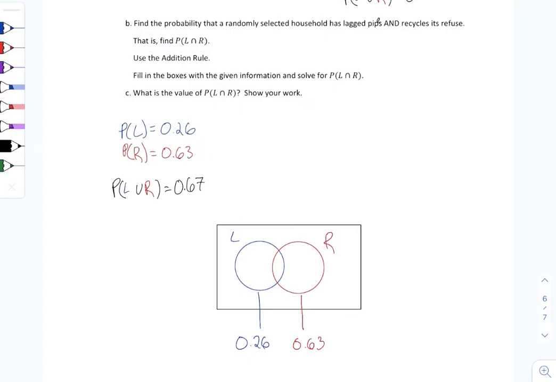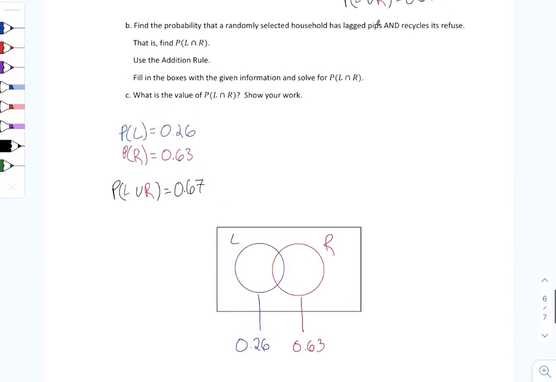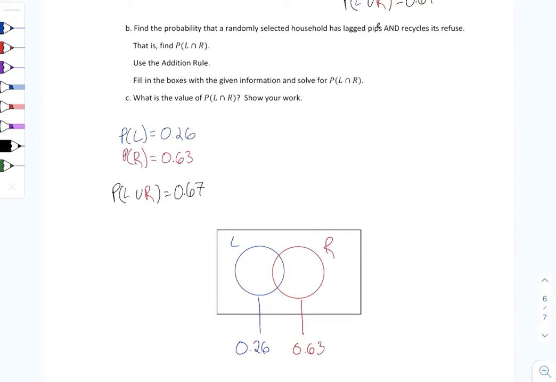All right, so we want to find the intersection. In this case, you're going to want to use that addition rule. Do you really need to? Probably not. But in the end, if you didn't use the addition rule, you actually kind of would be using the addition rule. You just wouldn't know you're using it. The math would turn out the same way.